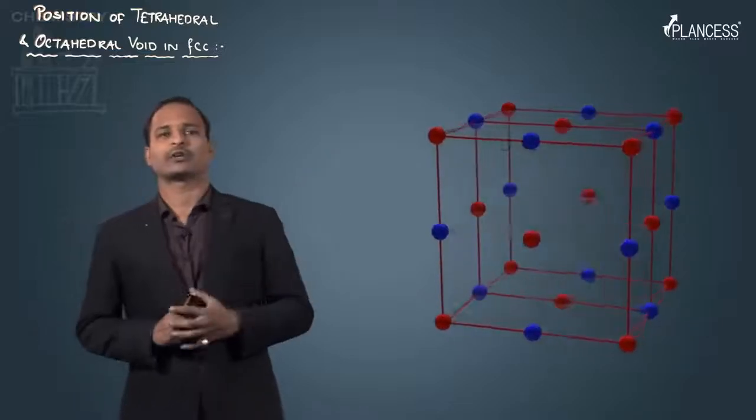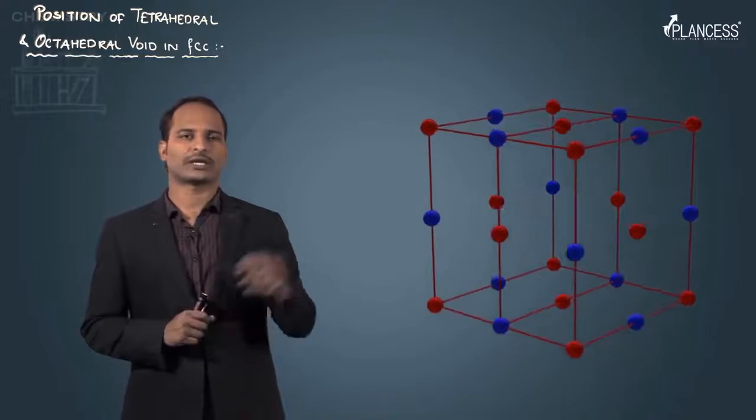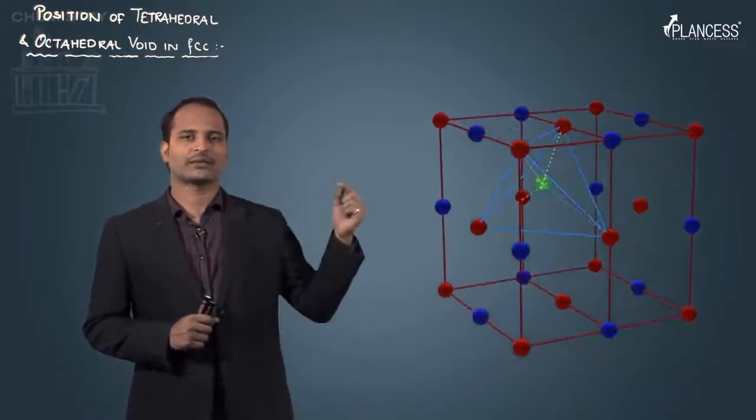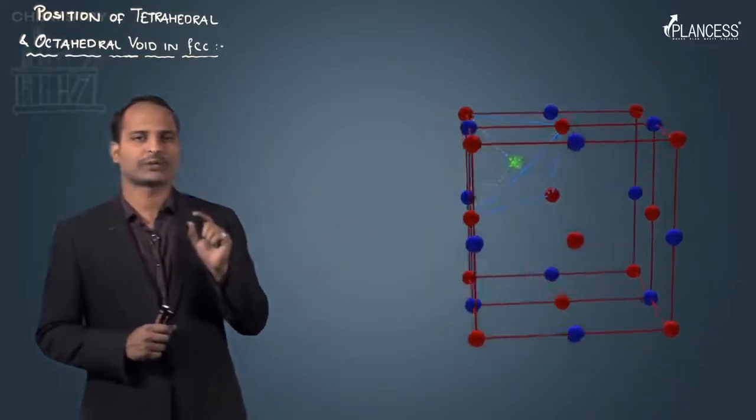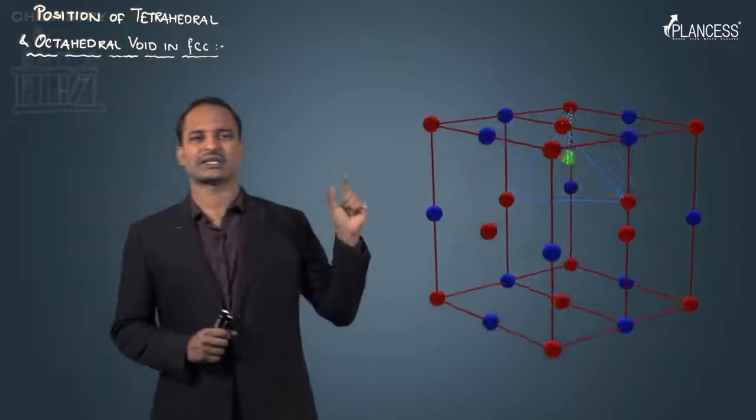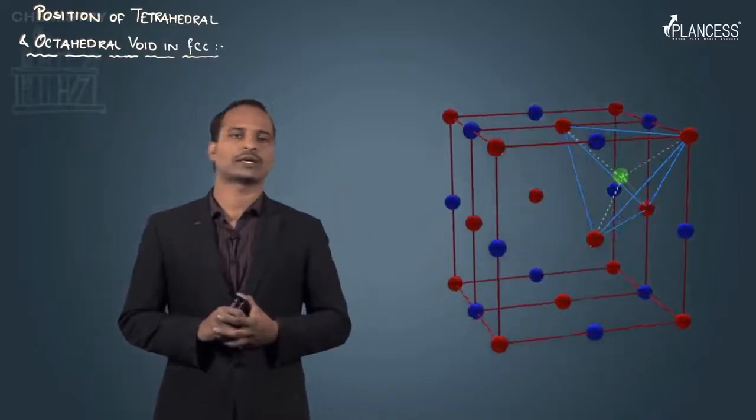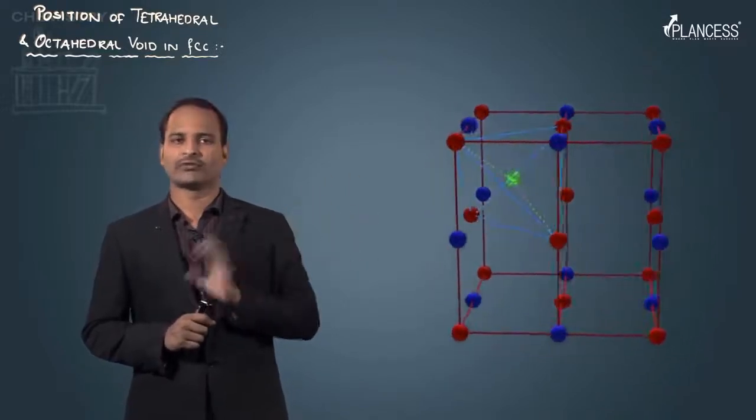So now we are talking about the tetrahedral voids. We have 8 small cubes, and just consider the center of these 8 small cubes. At the center of each small cube we will have a tetrahedral void. That means a tetrahedral void is present at the center of each small cube. So there are total 8 cubes, and I can say that in a FCC unit cell there will be a total of 8 tetrahedral voids.